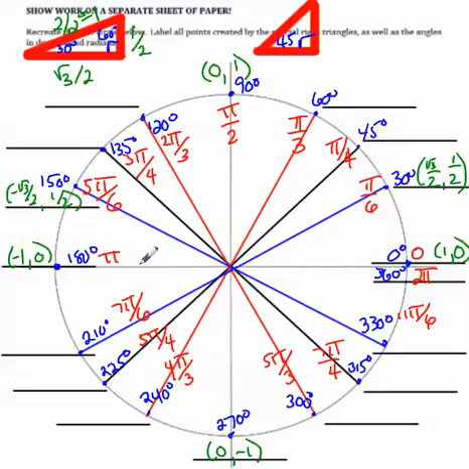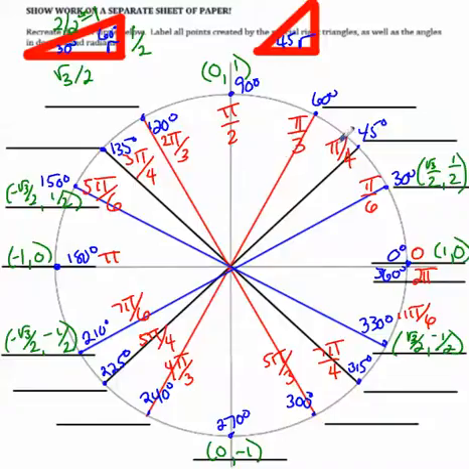Down here, I go back root 3 over 2, down 1/2. So negative root 3 over 2, negative 1/2. And then over here, I'm going right root 3 over 2 and down 1/2. So positive root 3 over 2 and negative 1/2.